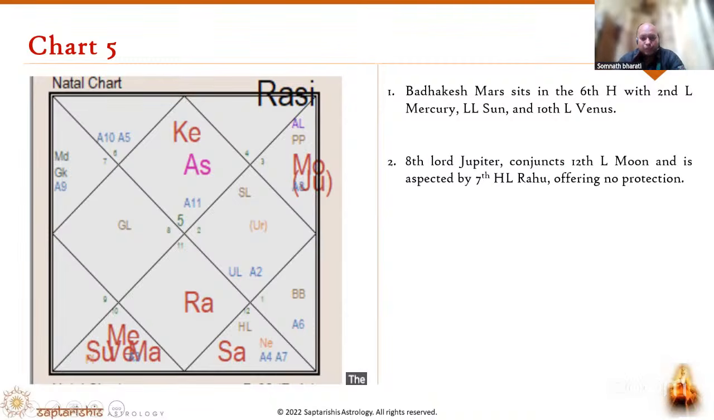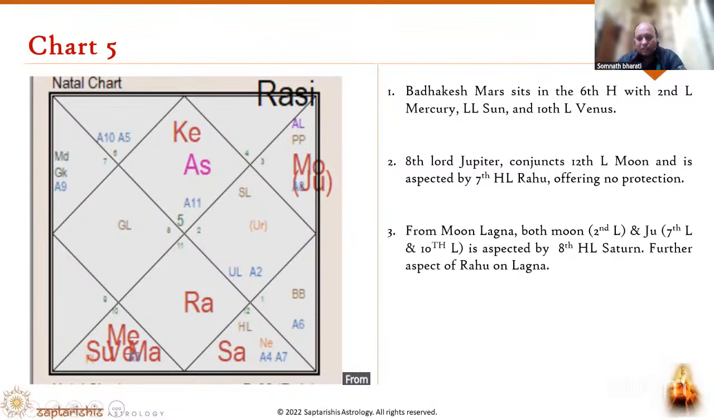The eighth lord Jupiter, and again, it's the eighth house, so it has something to do with longevity or the end of longevity. The eighth lord Jupiter is conjunct with the 12th lord Moon, and it is being aspected by Rahu. And because Jupiter here is retro, it does not offer any protection whatsoever.